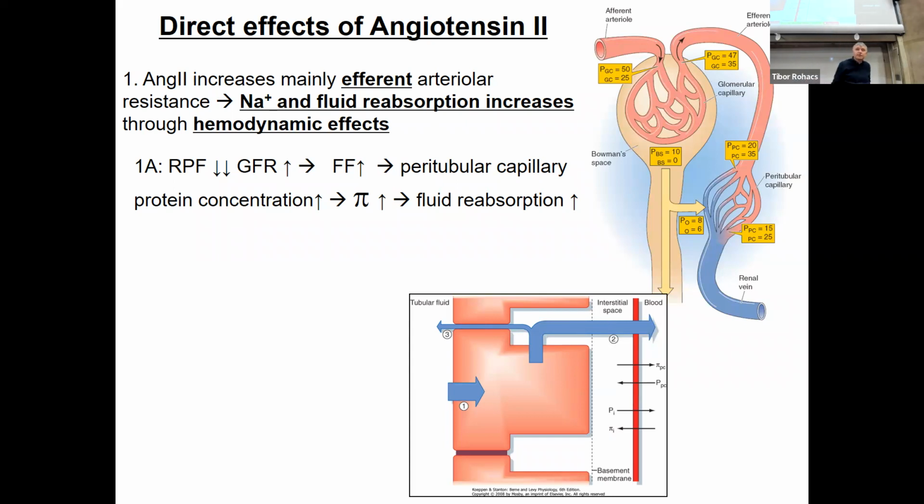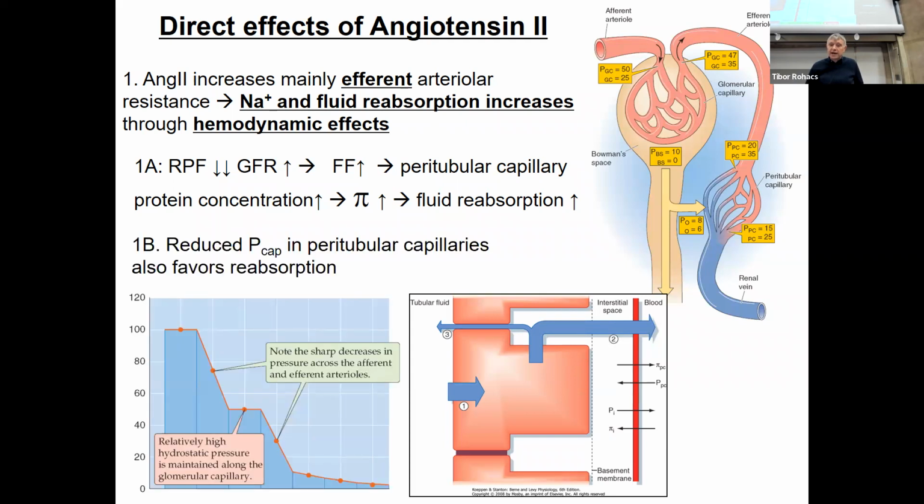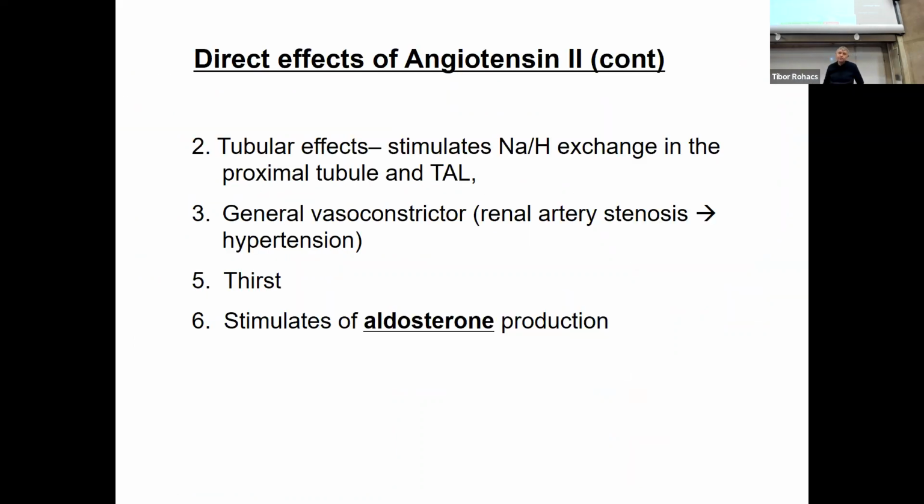So angiotensin 2 has this hemodynamic effect to help sodium and volume reabsorption. An additional factor in these hemodynamic effects is that, of course, if you constrict either one of these arterioles, the hydrostatic pressure will also drop in the peritubular capillaries, and that also adds to the Starling forces, moving fluid back to the general circulation. So these are hemodynamic effects that we discussed already in the previous lecture. And now there's specific effects for sodium. So angiotensin 2 has some tubular effects in the proximal tubule and the thick ascending limb, stimulating the sodium proton exchanger.